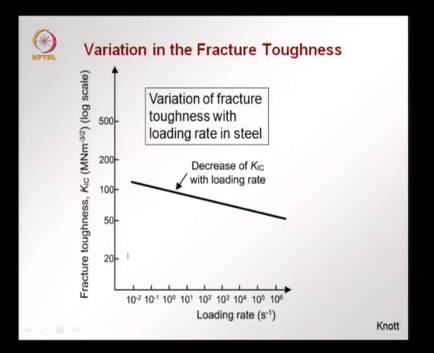In terms of loading rate, here we have on the x axis the loading rate and y axis we have the fracture toughness of steel. We find that as we load faster, the loading rate is higher, the fracture toughness decreases. That is, there is a tendency for more brittle failure when the loading rate is faster, and the failure would be more ductile when you slowly load it.